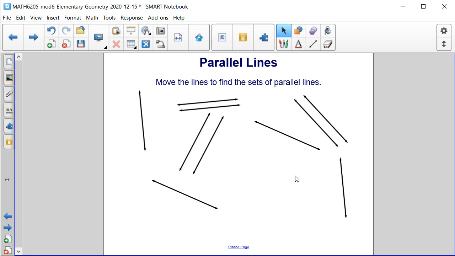And then on the far left and far right, those two look to be parallel, so let's bring them together. And the last ones that look to be parallel are these two. So here are all the parallel lines.